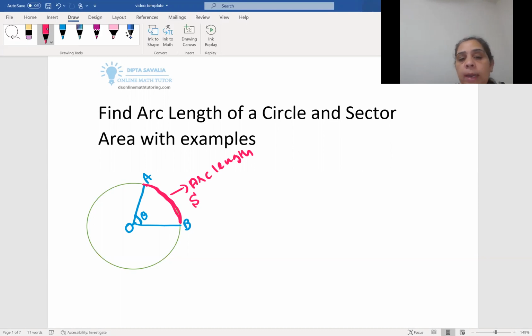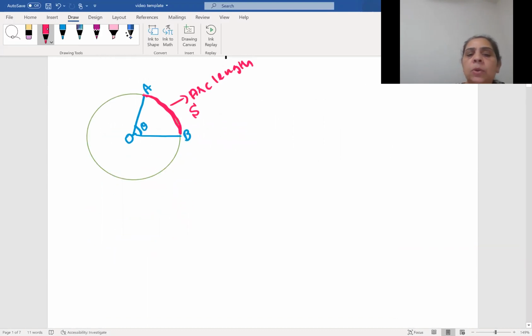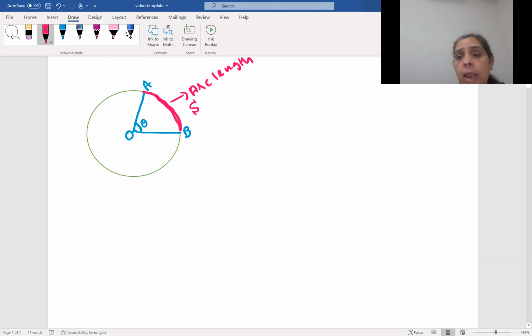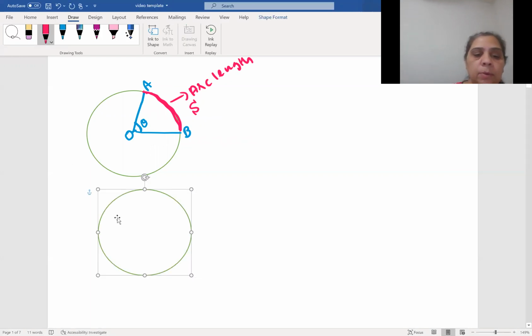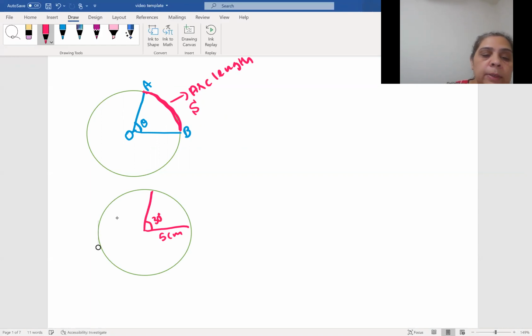So how can we find arc length? Let's see by example. We don't need to memorize a formula to find arc length of a circle. Let's say we have another circle with its center here. We have a radius of 5 centimeters and an angle of 30 degrees, and we need to find the arc length. Let's call it S; we need to find it.